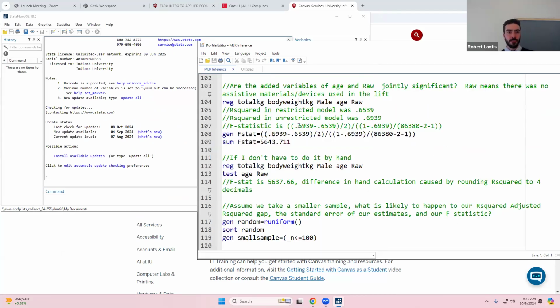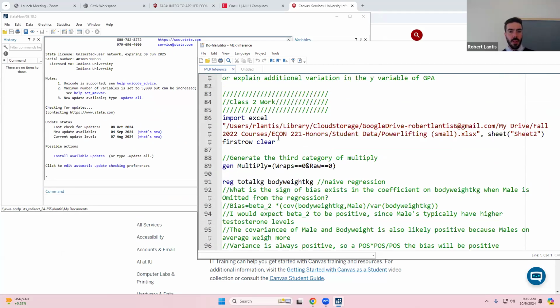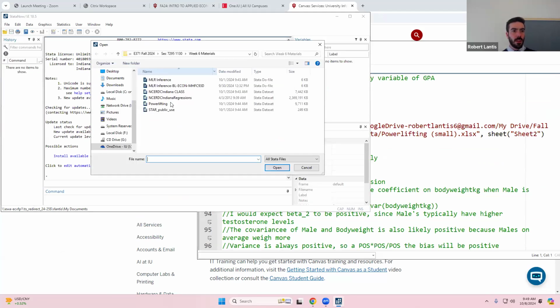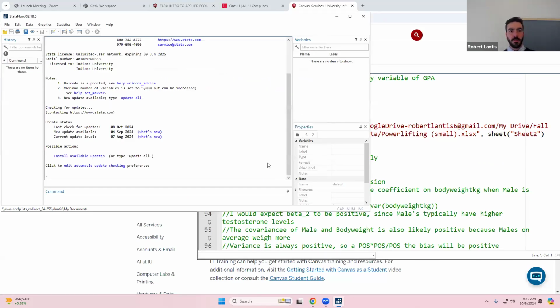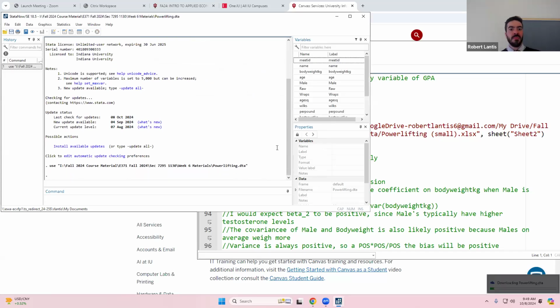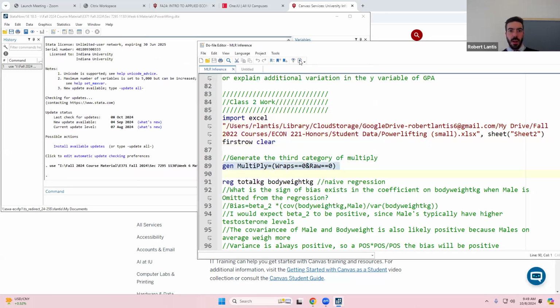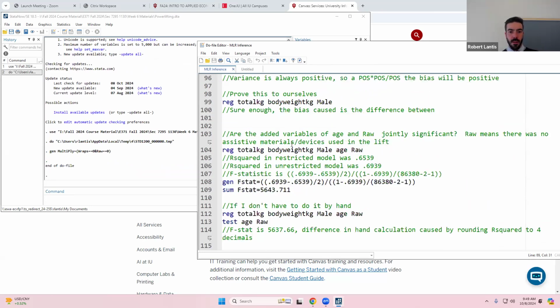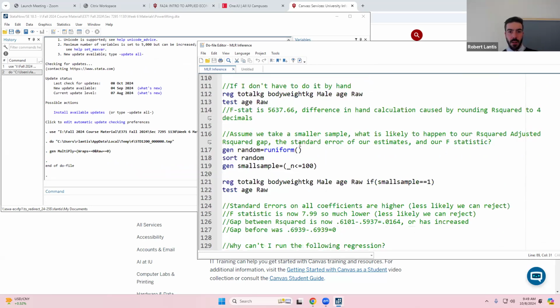So let's go here and open up that data set. I think it was that powerlifting data set here. They had this multiply variable that we generated. We'll talk more about that in a second. I wanted to make a point down here though.